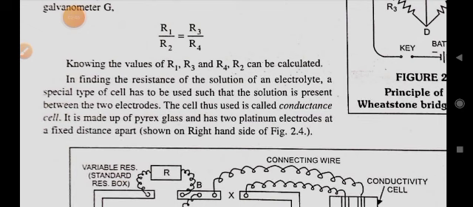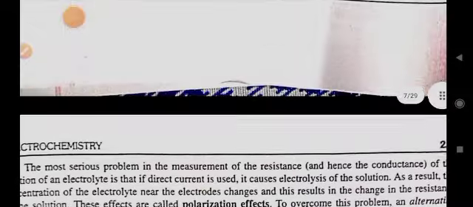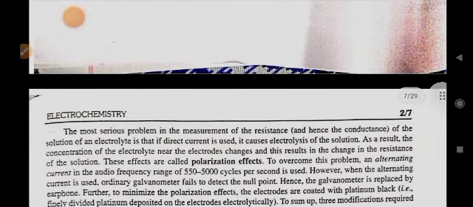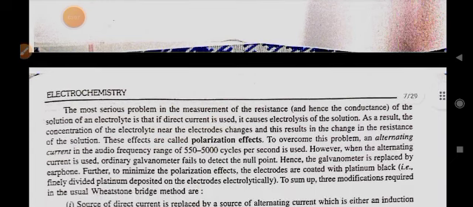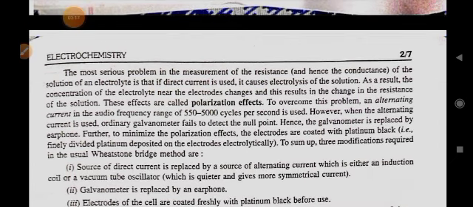A special type of cell has to be used such that the solution is present between two electrodes. The cell that is used is called a conductance cell. It is made of Pyrex glass and has two platinum electrodes at a fixed distance apart. The most serious problem in the measurement of the resistance, and hence the conductance, of the solution of an electrolyte is that if direct current is used, it causes electrolysis of the solution. As a result, the concentration of the electrolyte near the electrodes changes and this results in a change in the resistance of the solution. These effects are called polarization effects.